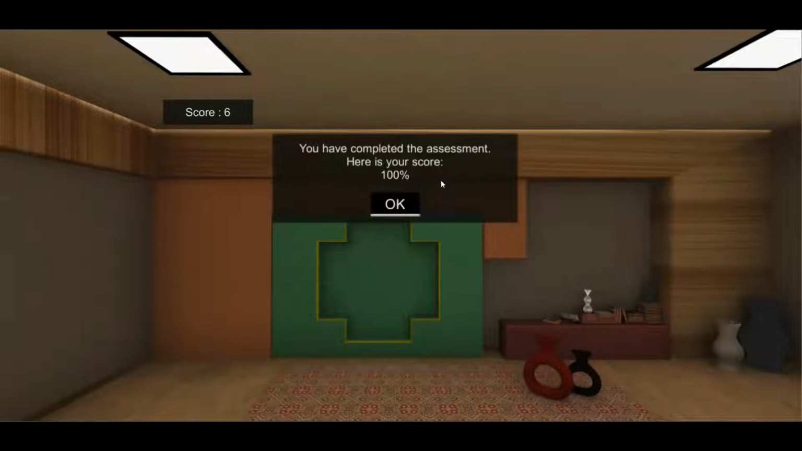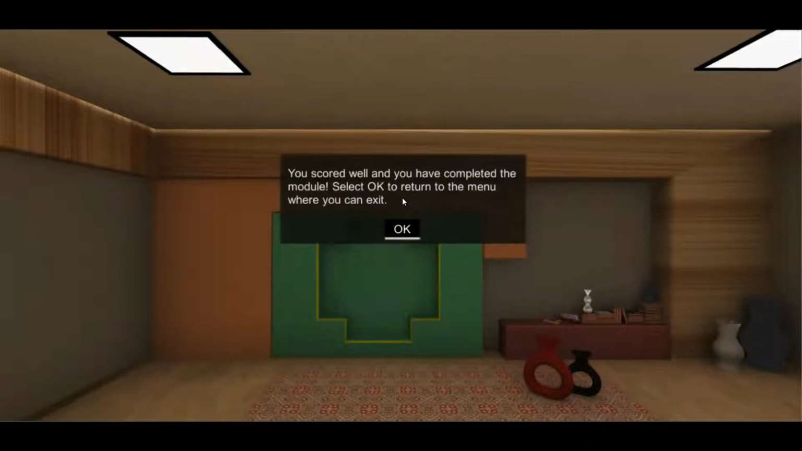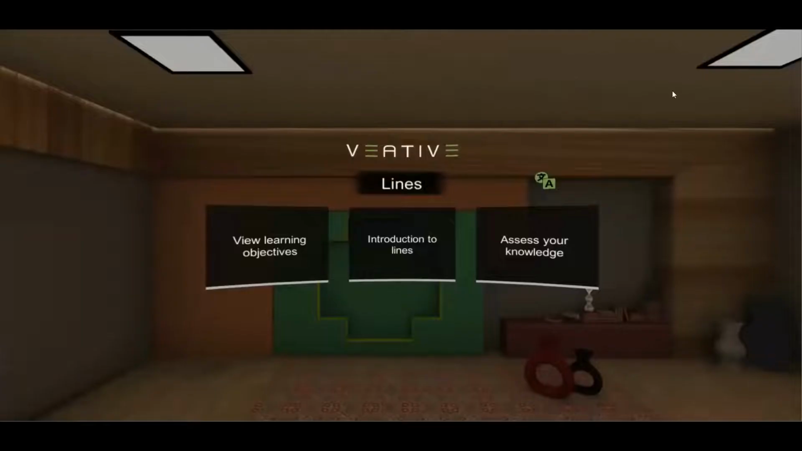You have completed the assessment. Here is your score. Looks like you have scored 100%, and you have completed the module. Select OK to return to the menu where you can exit. Looks like we have scored 100% in both time mode and relax mode.